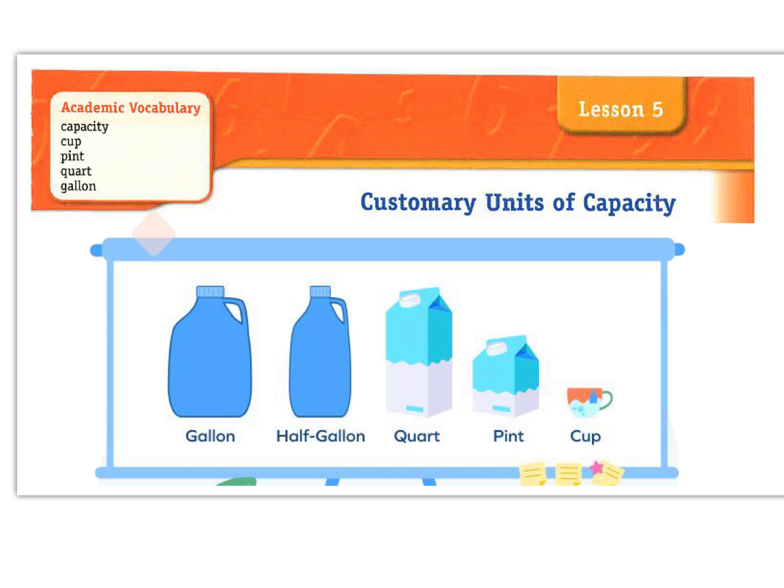So here we go. We have a cup, and then a pint, and then a quart, and then a gallon. The half gallon is half of a gallon. We don't really see those as much. We mostly see quarts, but you might see a half gallon somewhere too.